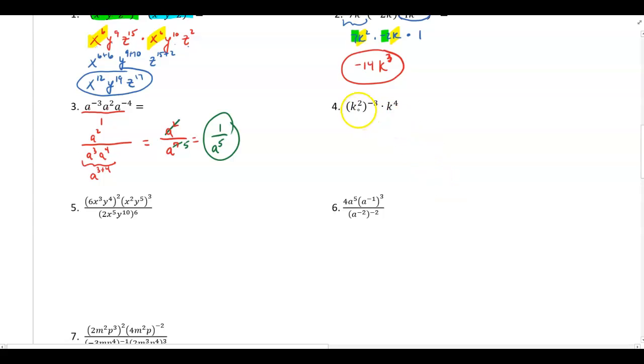So the next one, I'm going to do the power to a power here. Multiply these exponents to get k to the negative 6 times k to the 4th. Right away, I'm going to get rid of my negative exponent. So I have k to the negative 6 comes down. K to the 4th stays up top. And now if I go to simplify that, 4 k's off the top. If I take 4 off the bottom, how many do I have left? 2. So I have 1 over k to the 2nd power.